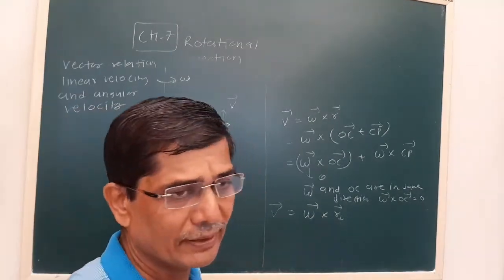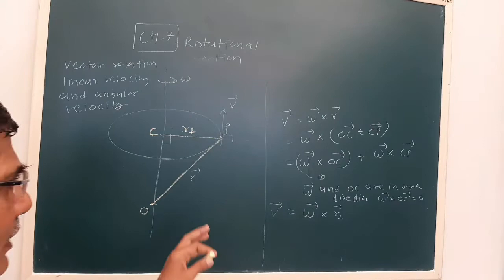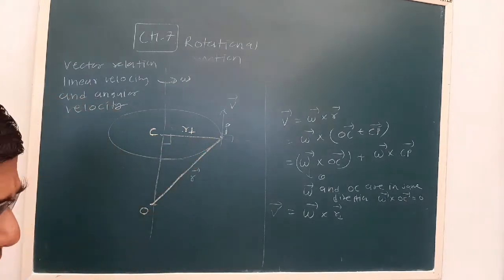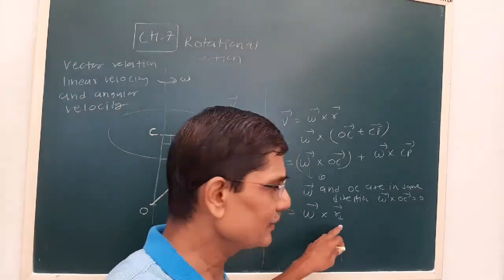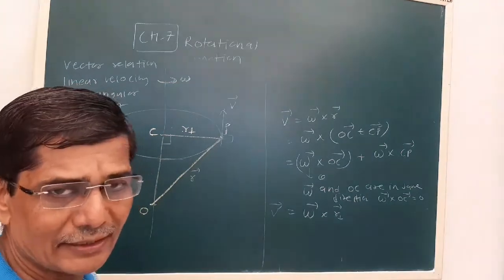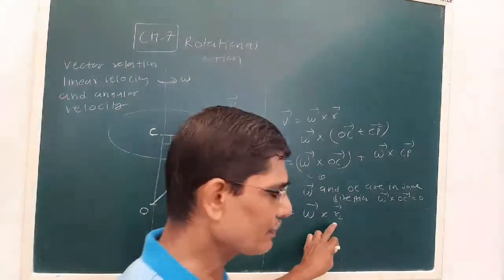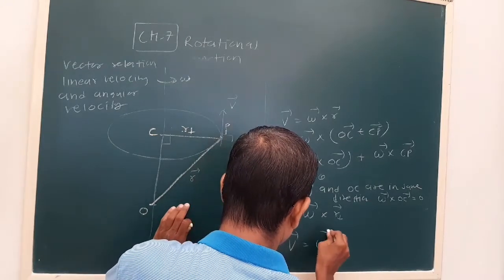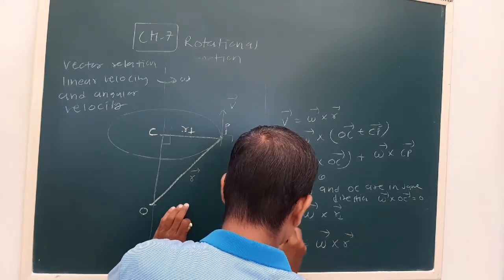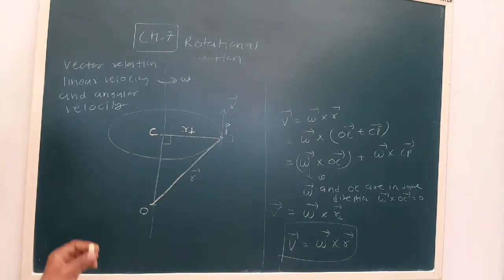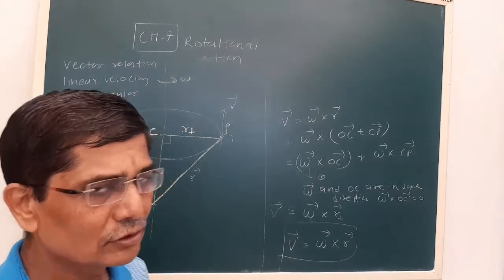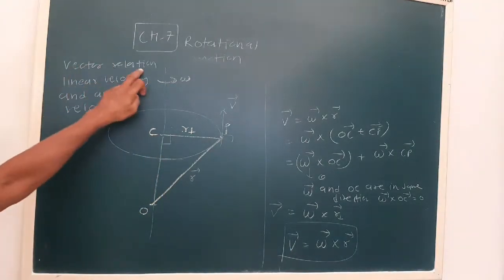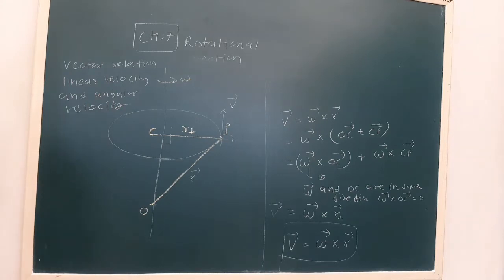omega cross r perpendicular. In general, because there were two distances, we have represented this distance CP, that is the radius of the circle, as r perpendicular. Otherwise, in general sense, we can write V is equal to omega cross r. This is a very useful relation we'll be using later on also. So this is nothing but the vector relation between linear velocity and angular velocity.